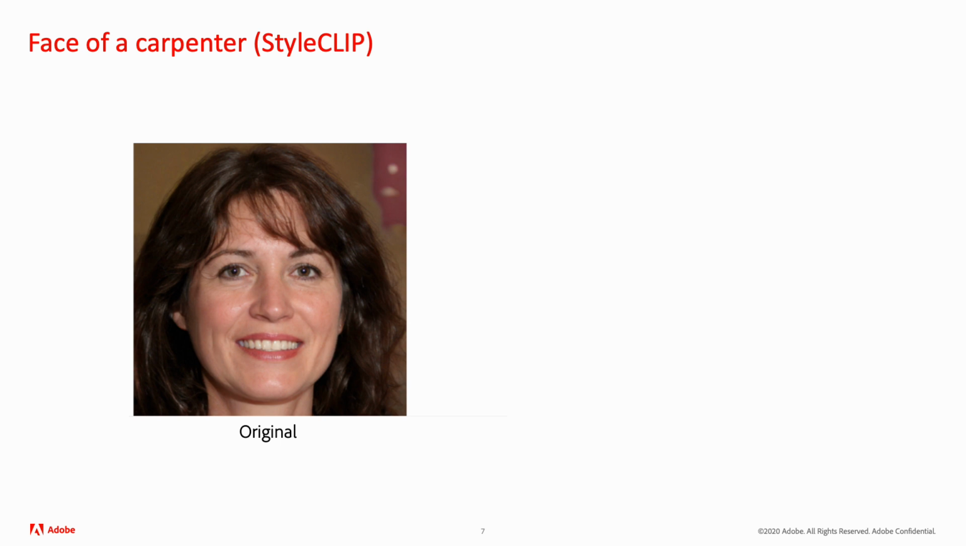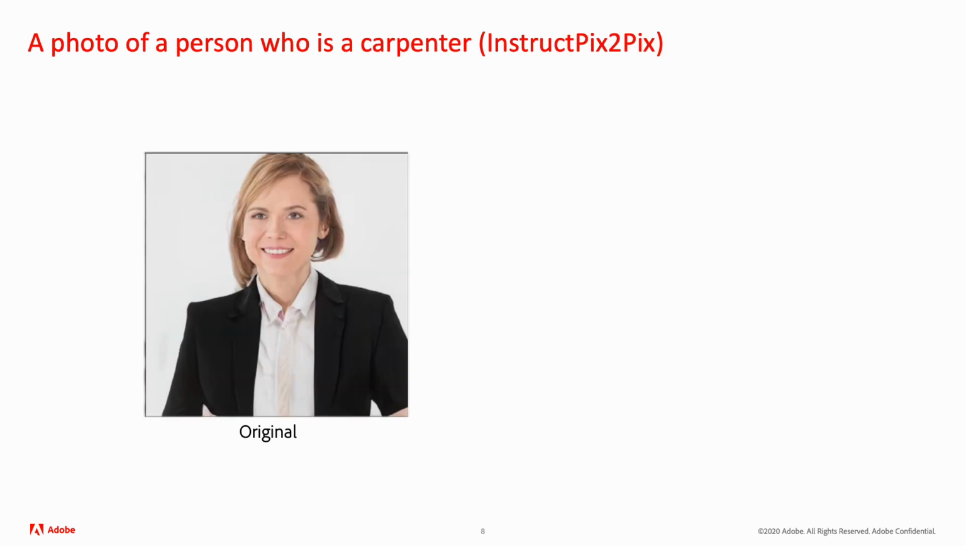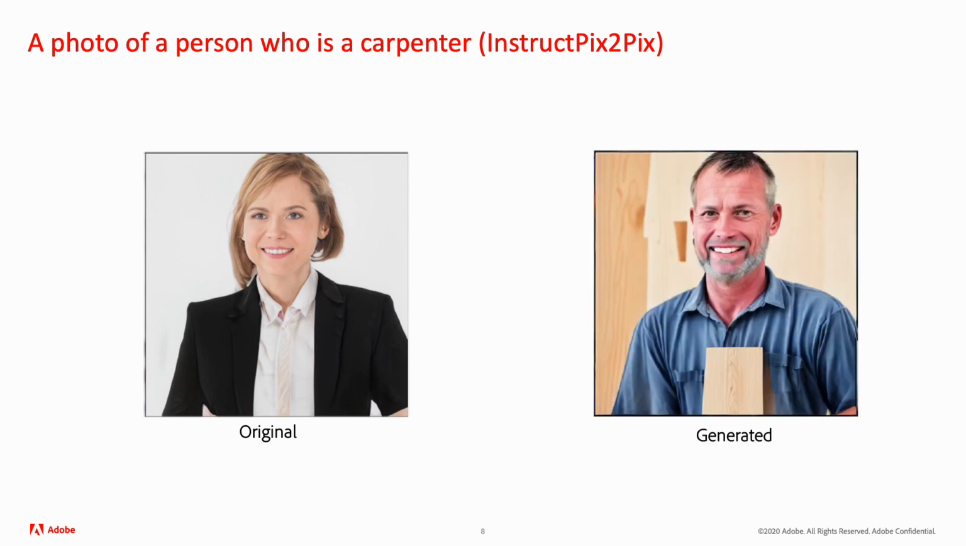For example, here we are showing you an original image of a woman. Here the prompt is a face of a carpenter, and the model is StyleCLIP. And if there is a bias in the CLIP text encoder, then it can lead to a result like this, where we can see there's a goatee on the output image, and this can be very detrimental in a real-world scenario. A similar case is true for another model, InstructPix2Pix, because it also relies on CLIP as a text encoder. And here you can see the person's identity has been completely changed from the original one.